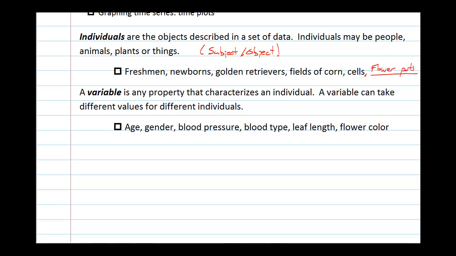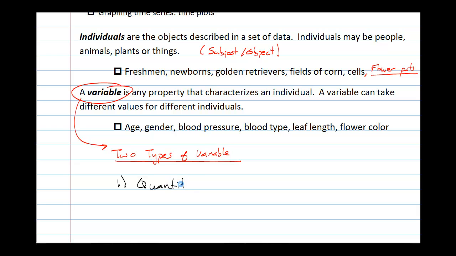Now when we talk about variables, we need to remember that there's two types of variables. So again, we're talking about variables. The two types of variables that we are looking at, we will start with our first one to be quantitative. So our first type is quantitative. Now another name for quantitative is numerical. So you'll see these used interchangeably.